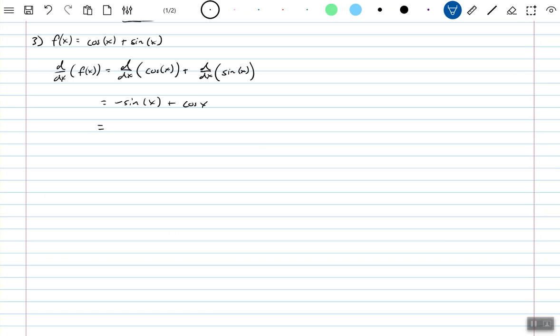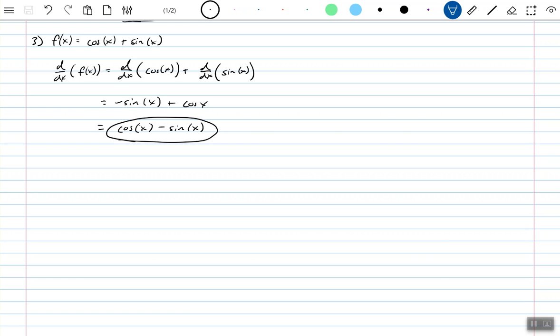And then because I don't like leading with negatives, this is equal to cosine of x minus sine of x. So the derivative of cosine becomes negative sine, the derivative of sine becomes cosine, and then because I do not like having this negative out in front, I swap the terms. So this derivative is equal to cosine of x minus sine of x. And that's really all there is to that problem.